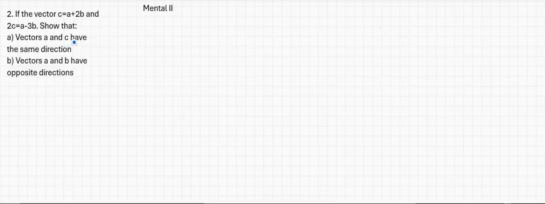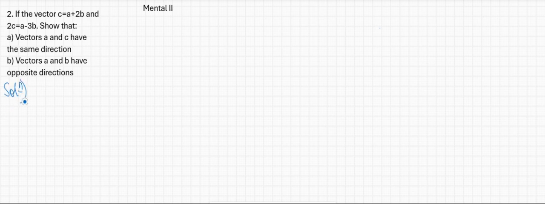Hello friends, let's look at Mental Maths 2, question 2. The question says that if the vector c is equal to a plus 2b and 2c is equal to a minus 3b, show that vectors a and c have the same direction and vectors a and b have opposite directions. Now let's solve these questions.